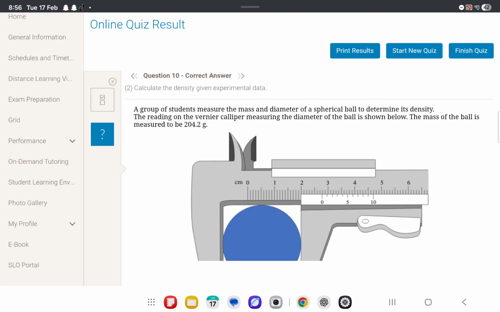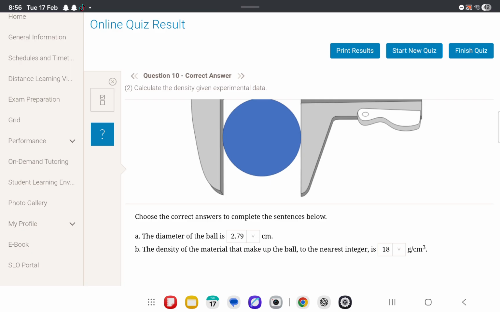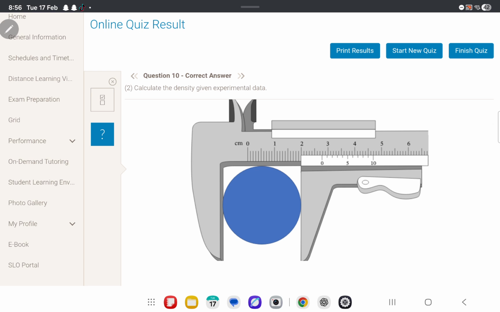Okay, moving on to question 10. Okay, so this is question 9. Now, a group of students measure the mass and the diameter of a spherical ball to determine its density. The reading on the vernier caliper measuring the diameter of the ball is shown below. The mass of the ball is measured to be 204.2 grams. The diameter of the ball is 2.79 centimeters. How do you find this? Well, this is the vernier caliper, right? Now, how do you read a vernier caliper?